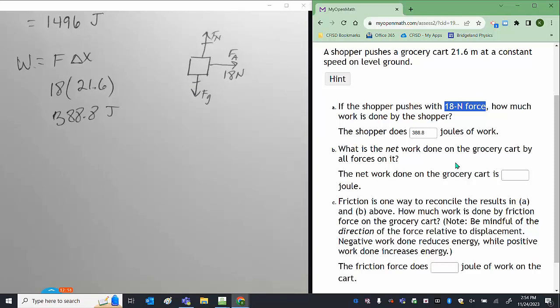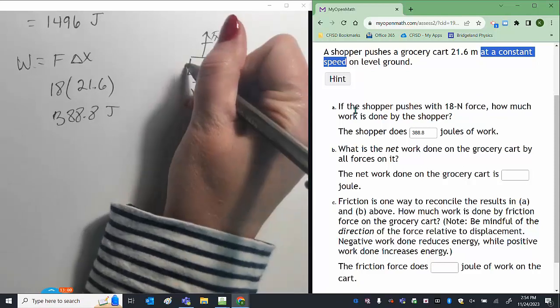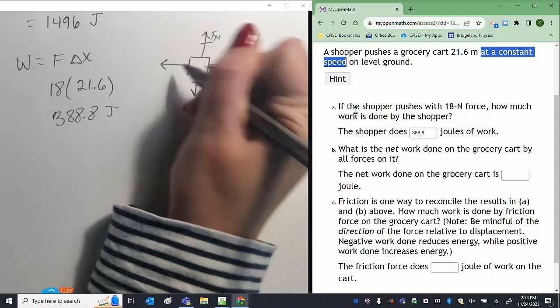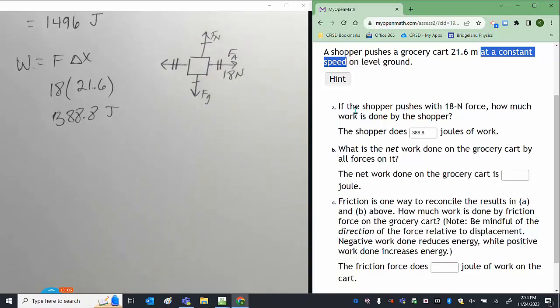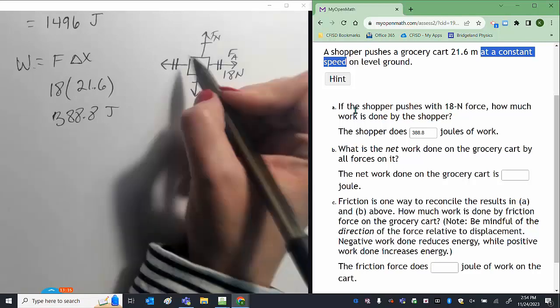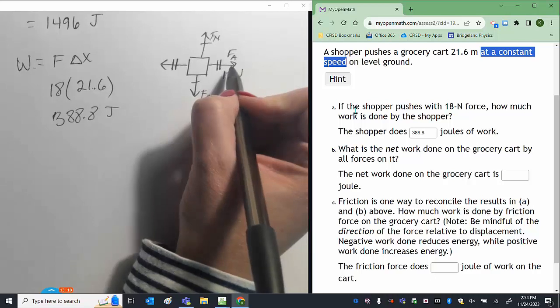But it does say in the question that it's moving across level ground at a constant speed, and it says those words right here. And when you see constant speed, that should tell you that you have balanced forces. So this force here and this force here need to be equal and opposite to each other as well. And so it's probably friction. It doesn't actually say. We just know that it's moving at constant speed. So there's some other force that's countering this force here.